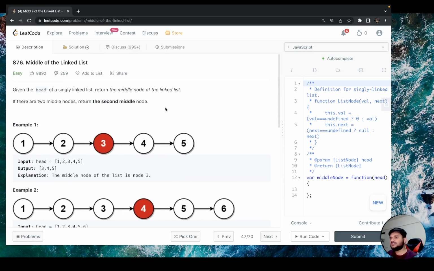And to be very honest, the algorithm or the trick that we are going to use in this particular problem is going to be used in multiple other problems as well. So that's going to be significantly important, right?